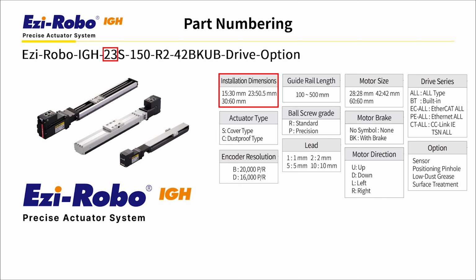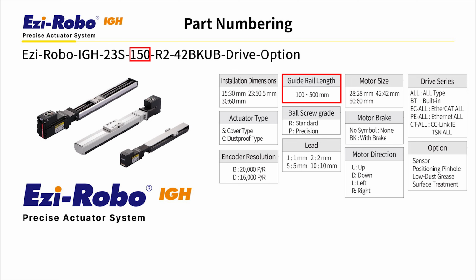23 refers to the installation dimension size, which is 50.5 mm. The available sizes are 30 mm, 50.5 mm, and 60 mm. S indicates the type with a cover. The actuator is available in three types: open type, which is no cover, covered type, and a dustproof type.